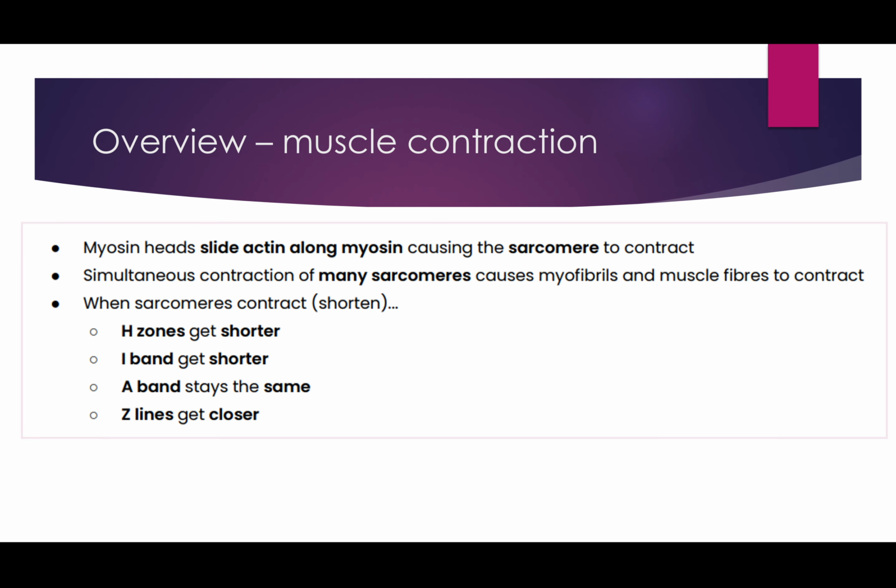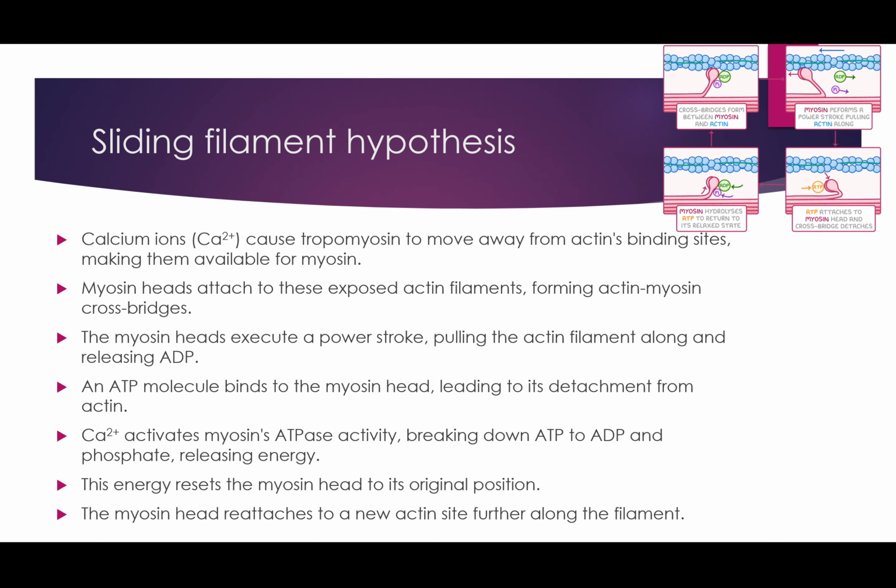So an overview of muscle contraction. The myosin heads slide actin along the myosin, causing the sarcomere to contract. Simultaneous contraction of many sarcomeres causes myofibrils and muscle fibers to contract. When the sarcomeres contract or shorten, the H zone gets shorter, the I band gets shorter, the A band stays the same, and the Z lines get closer.